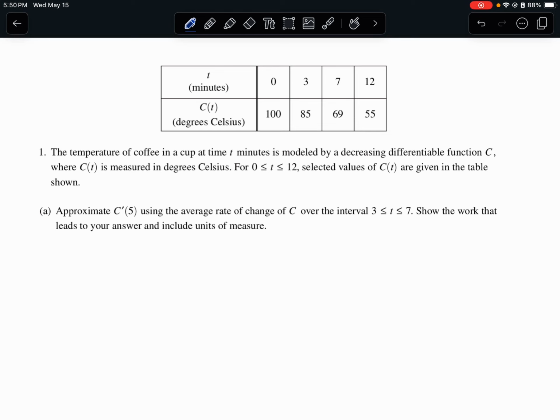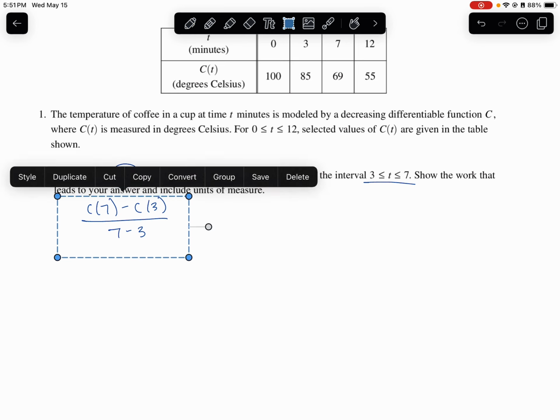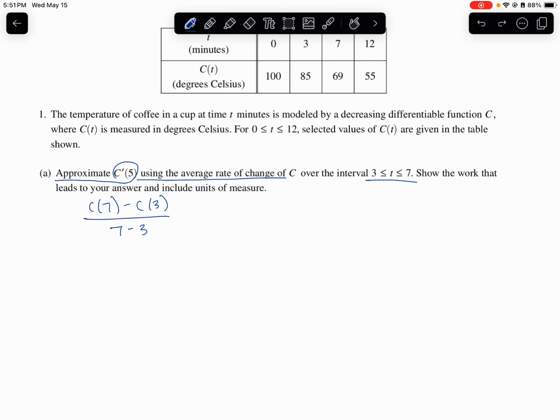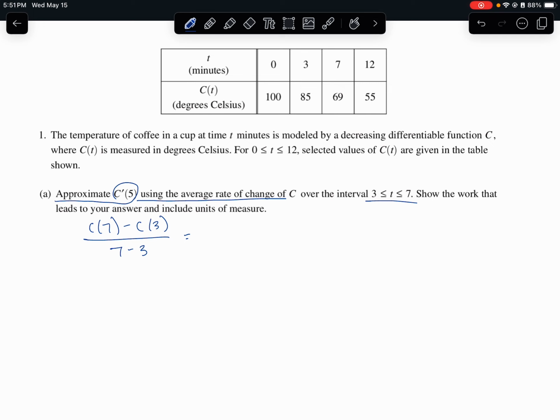Okay, so we're just going to approximate c prime 5 using the average rate of change from 3 to 7. So a lot of the times they like to see that you write the quotient difference. So that would be c of 7 minus c of 3 over 7 minus 3. That right there, I'm not sure how many points this is going to be out of, but that might be enough to get you one. But in any case, we're given c of 7, so c of 7 is 69, and then we're given c of 3, which is 85. And then that's going to be over 7 minus 3.